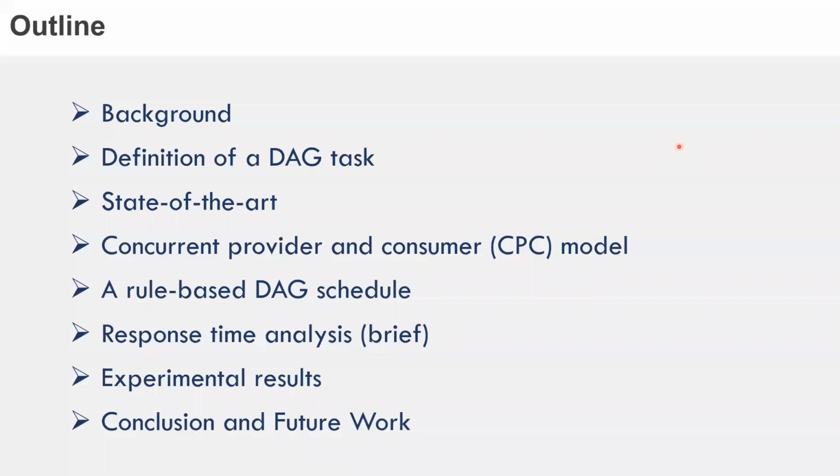This presentation is organized as follows. We first describe the background of our work, the definition of the DAG task, and the state of the art in scheduling and analyzing DAG tasks. We then propose the concurrent provider and consumer model, which can be used to fully describe the internal dependency and the parallelism between nodes in a DAG. Based on the CPC, we propose a rule-based DAG schedule and response time analysis. We finally present the experimental results and draw the conclusion.